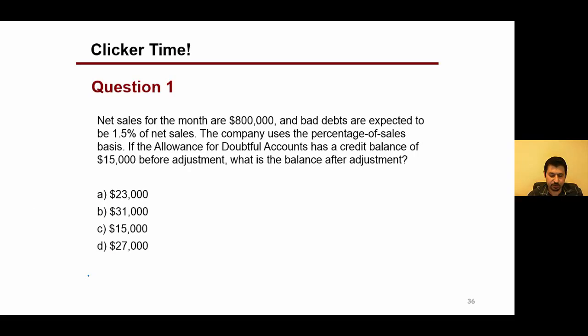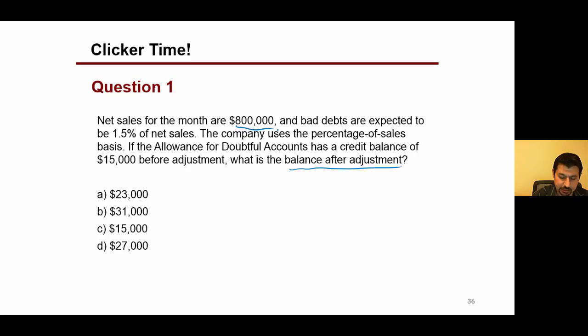Net sales for the month are 800,000, and bad debts are expected to be 1.5% of net sales. The company uses the percentage of sales basis. If the allowance for doubtful accounts has a credit balance of 15,000 before adjustment, what is the balance after adjustment? So what they are asking for is the balance after adjustment. This is the ending balance. We know that the net sales here, the assumption is that those are credit sales.